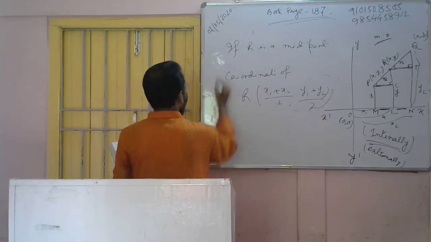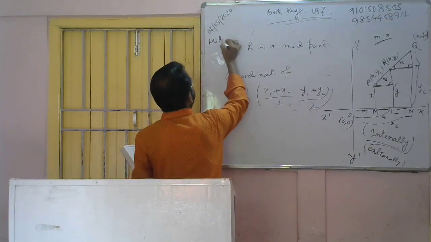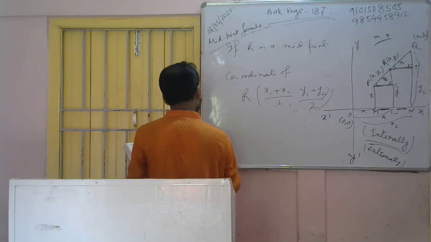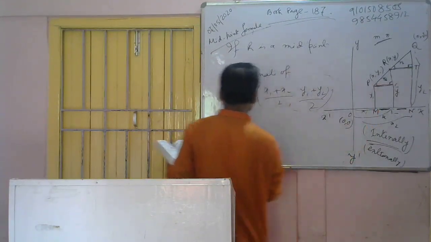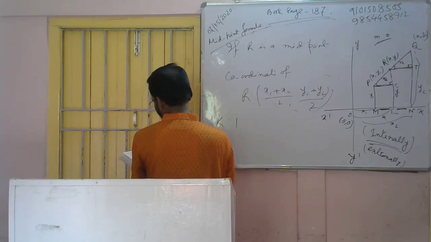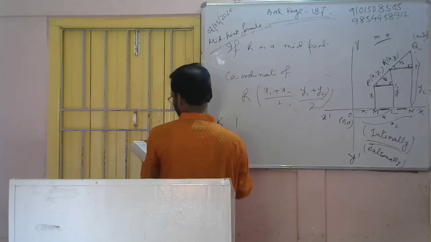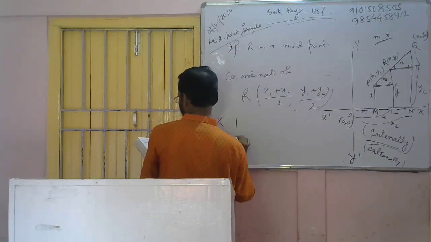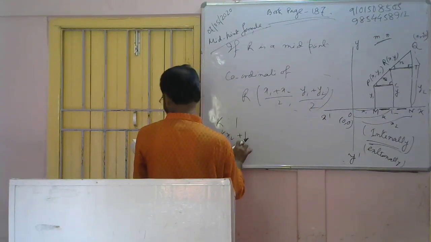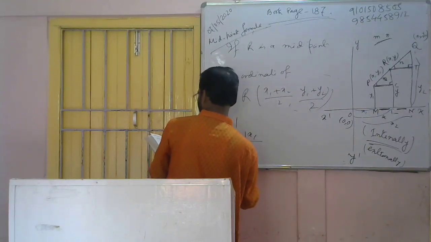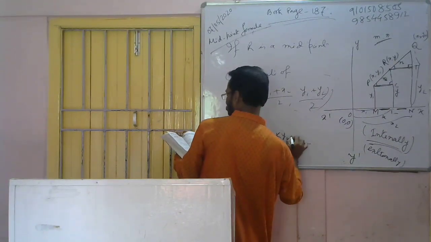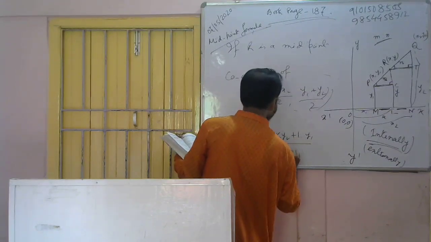This is the midpoint formula. And another formula is for when the ratio is unknown: if it is cut in the ratio k is to 1, then in place of m there will be k, and in place of n it is 1. The formula will be (k x2 plus 1 x1) by k plus 1, and (k y2 plus 1 y1) by k plus 1.